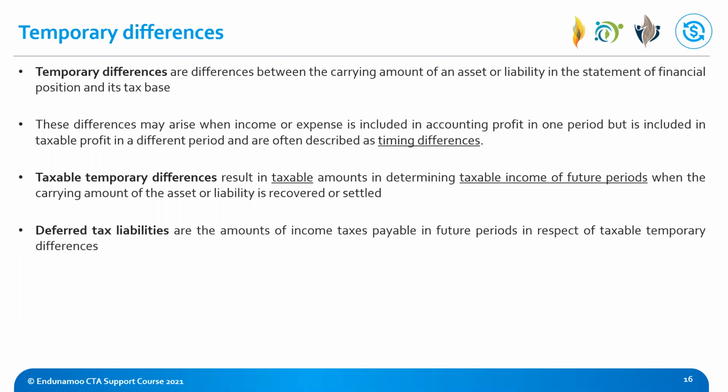The difference arises because the timing of including an amount for income tax purposes is different from the time of including it in income for accounting purposes. If the two are aligned, we will not expect there to be a temporary difference. Then there are two types of temporary differences: taxable temporary differences and deductible temporary differences. In part 1 of income taxes, we will only be looking at taxable temporary differences.